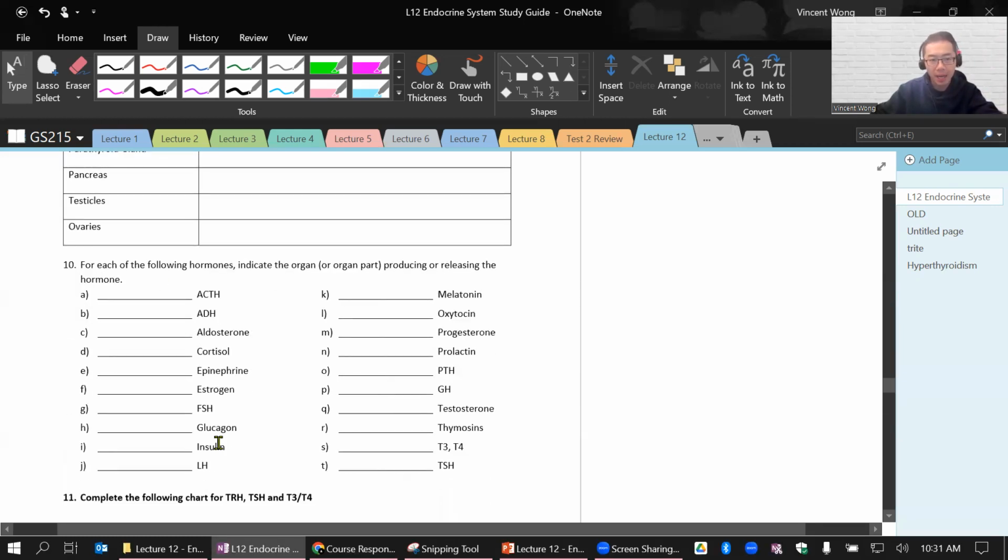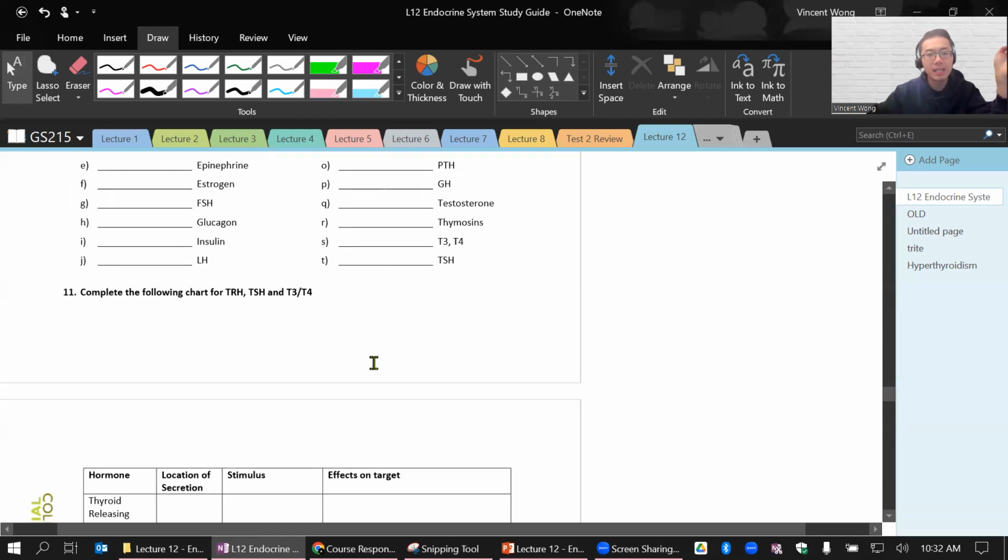And then this is backwards. Now it's all scrambled up. If I ask you, where does glucagon come from, do you know which gland we're talking about? So you should know, oh, glucagon, pancreas, right? So do this between now and Wednesday.